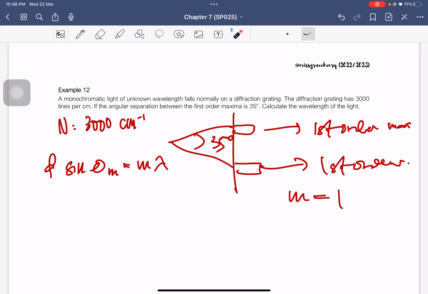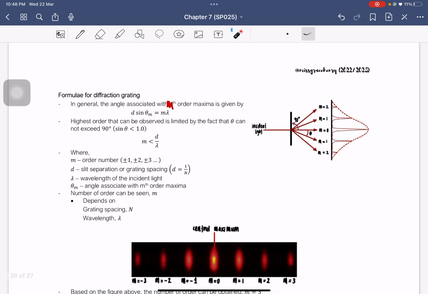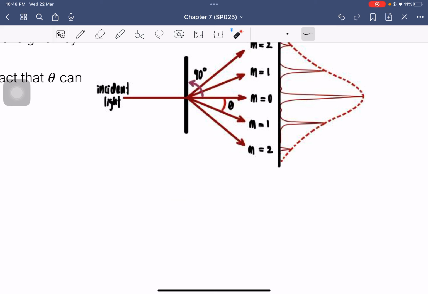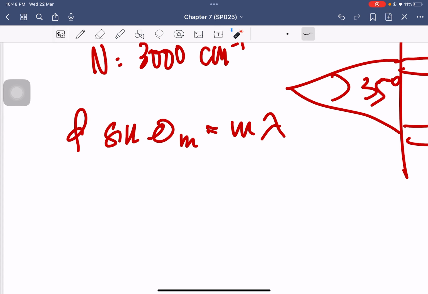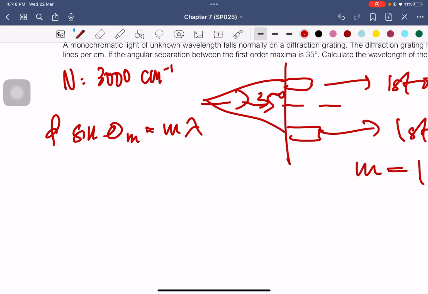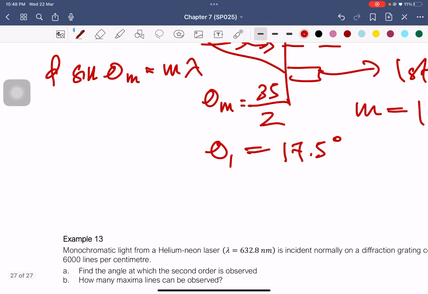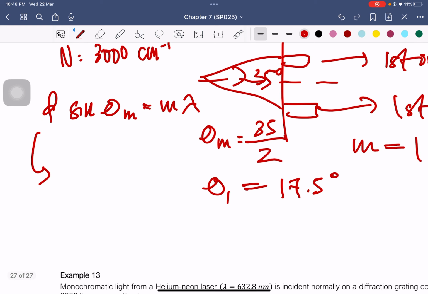Okay, so theta here is the angle associated with the order maxima. So it is not between the two of them. This is not theta. Theta considers only one side, so they don't look at both sides. That means theta m should be 35 divided by 2, which is theta 1, 35 divided by 2 is 17.5 degrees. Okay, then substitute into this formula here.